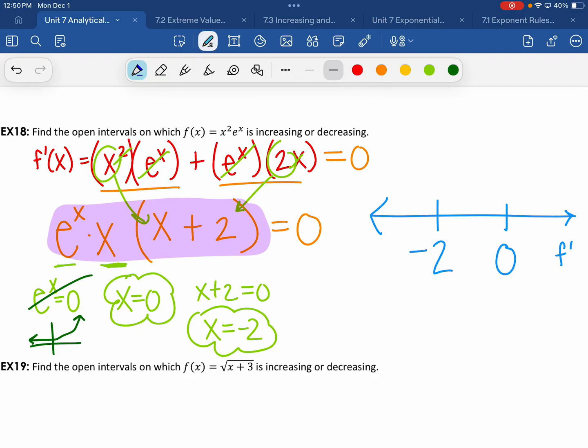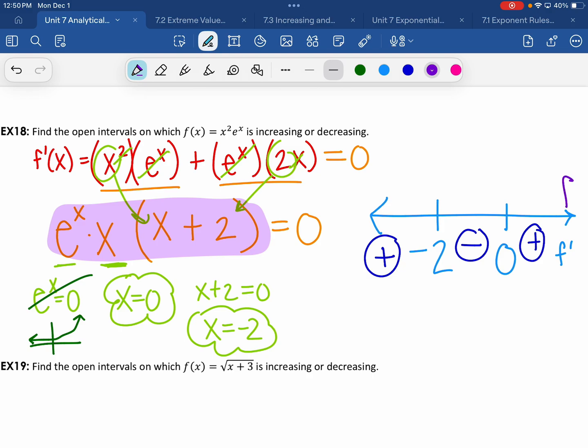So when I plug in like negative 5, I get a negative and a negative, which is positive. And when I plug in negative 1, I get a negative and a positive, which is going to be negative, and then I'll have positive. And then you write the f. And so then I'm going to write what that tells me about f. So since f prime is positive, f is increasing. Since f prime is negative here, decreasing, and then increasing.